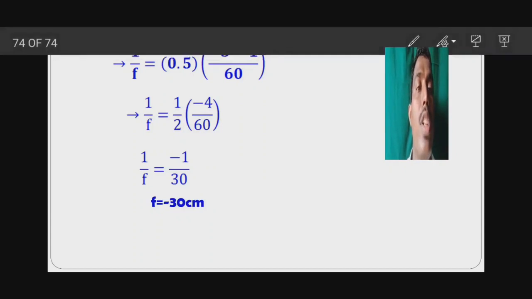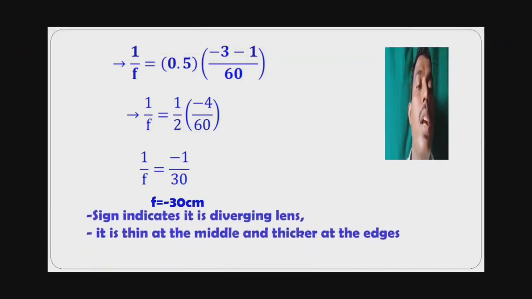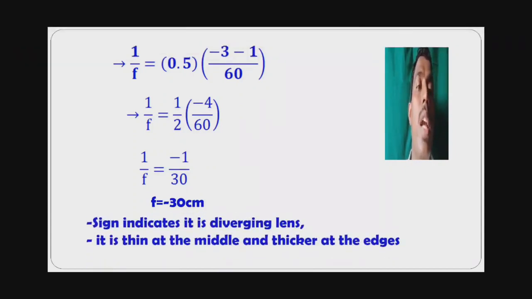So f is negative, which indicates it is a diverging lens. The minus sign indicates it is a diverging lens. A concave lens is thin at the middle and thicker at the edges. These are the solutions. These are the important problems and questions given in previous public examinations. All of you make notes and prepare well.